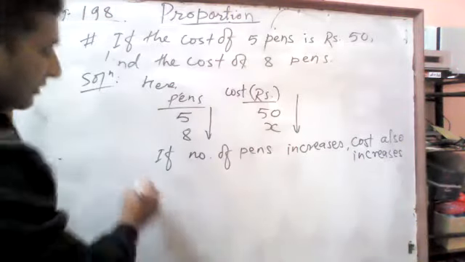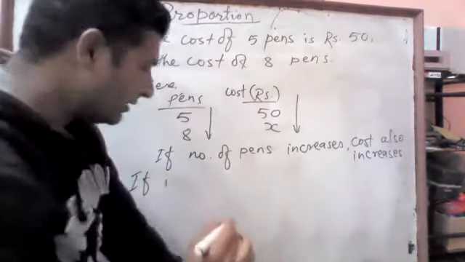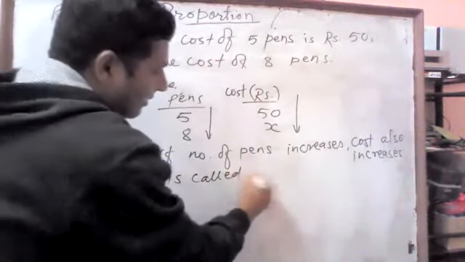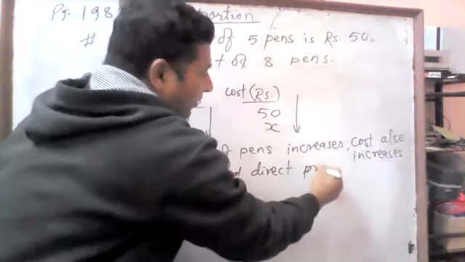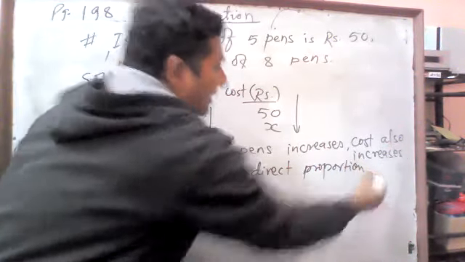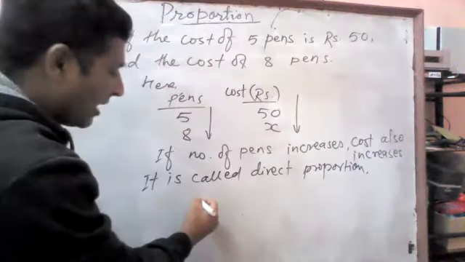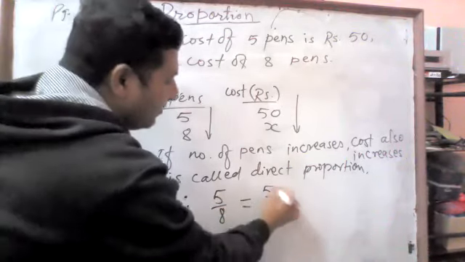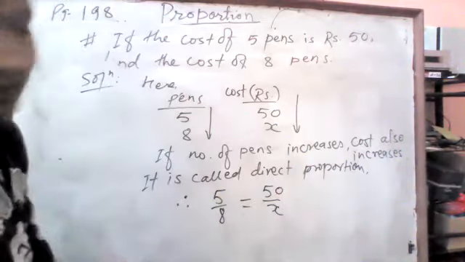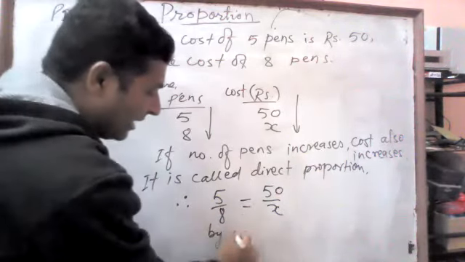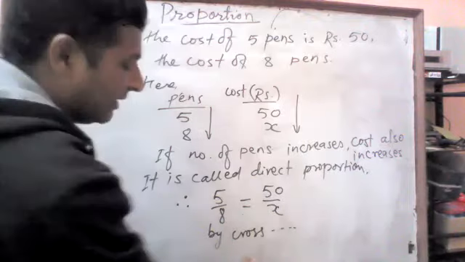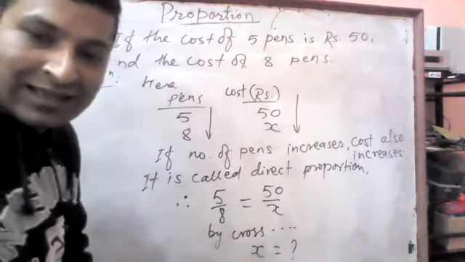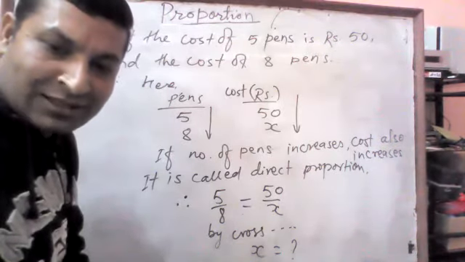यस्तो खालको रिलेसनलाई चाहिँ हामी भन्छौँ, it is called direct proportion. यस्तो खालको डाइरेक्ट प्रोपोर्सनमा चाहिँ we take ratios equal. Therefore we can write 5 by 8 is equal to 50 by x. Ratios must be equal in such proportion. Now by cross multiply, and then you can find out the value of x. That is very simple for you. You can do it. I think you understand it. Yes or not?